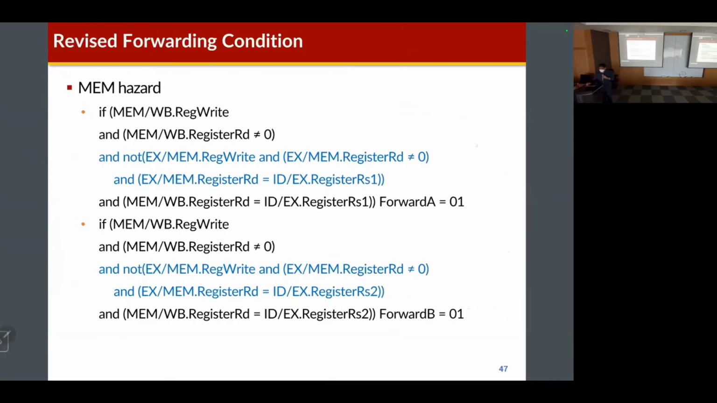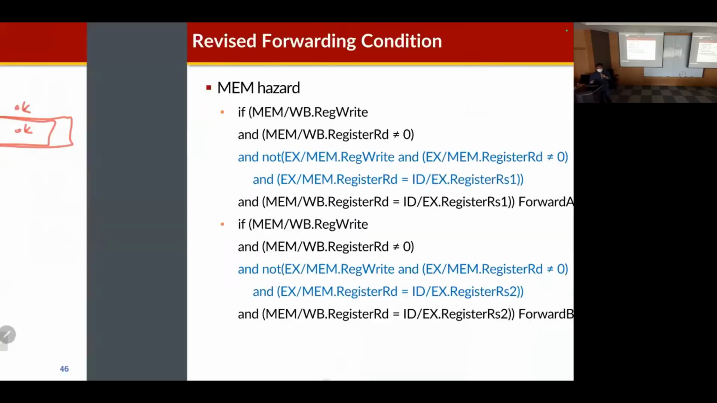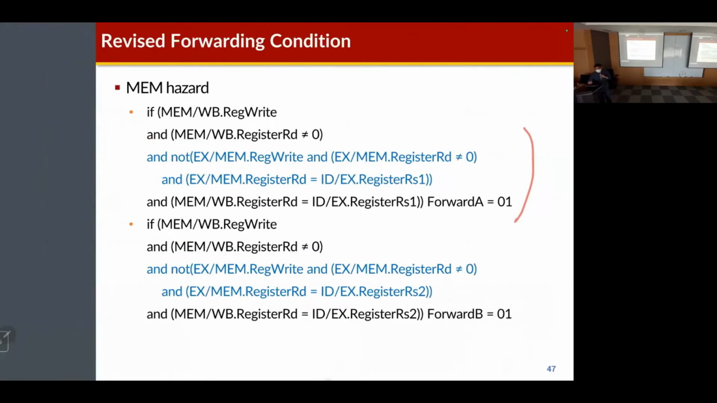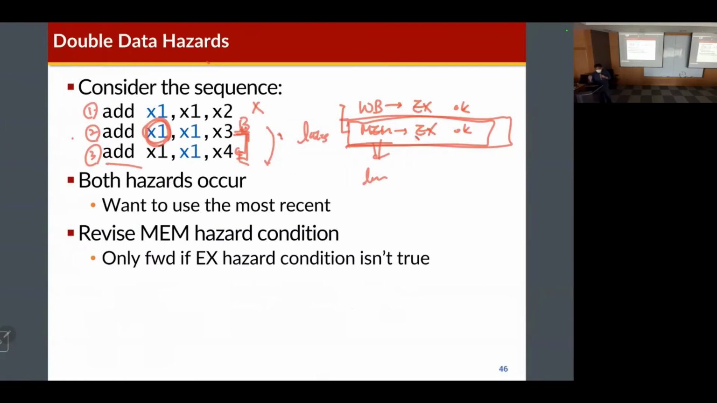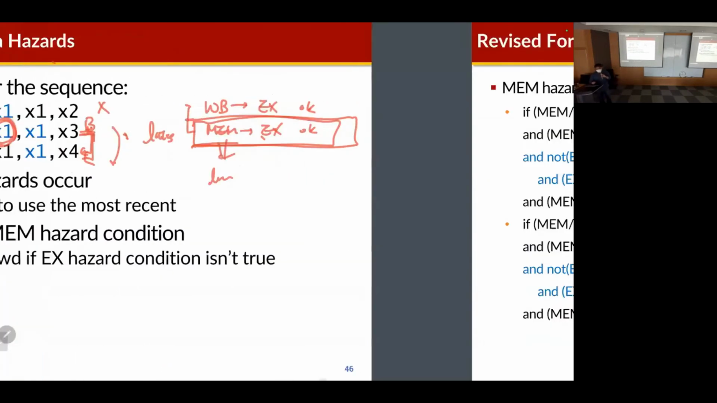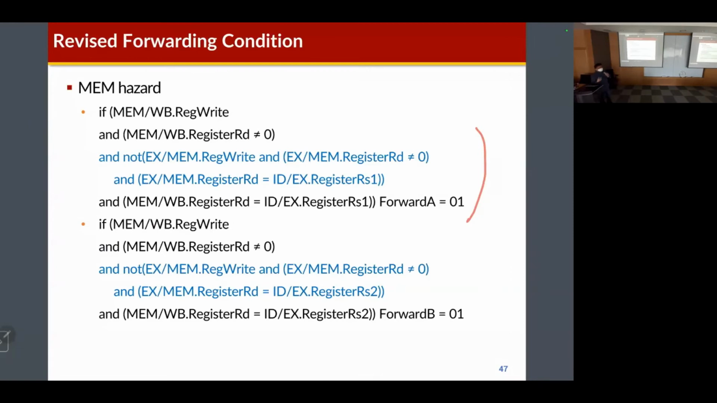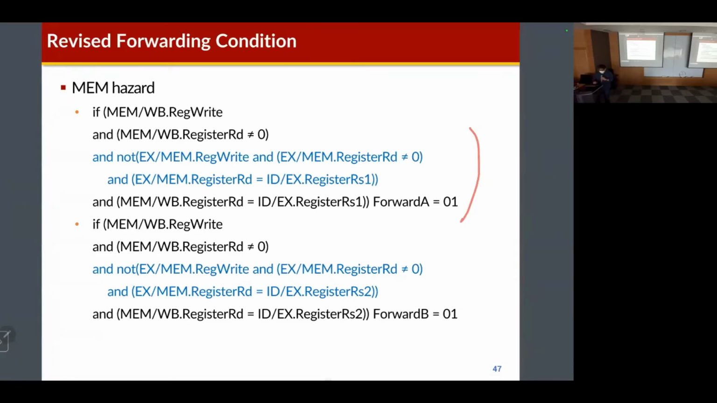So this is the revised forwarding condition considering the double data hazard. Which means that we also need to check this double data hazard condition. Okay? Understand? Okay.